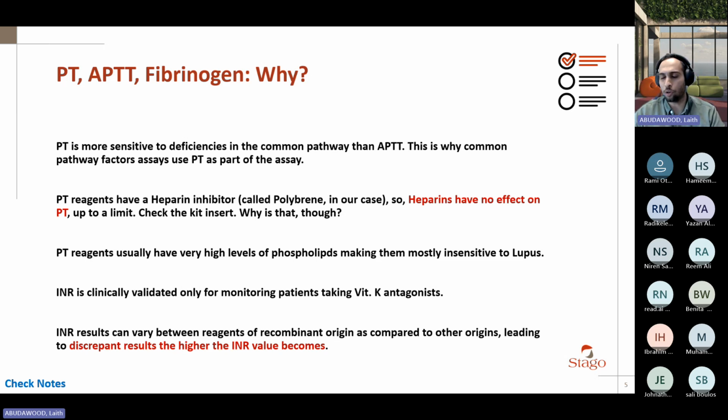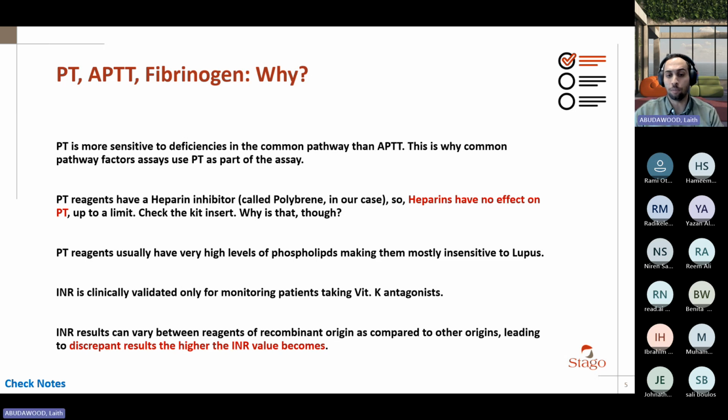Why? It gets very complicated. There is no need to explain that, but you should know that PT is more sensitive to common pathway factors than APTT is. So, for example, APTT might be normal for someone with a mild deficiency of factor 10. However, PT will very likely be prolonged because PT is more sensitive to common pathway factors.